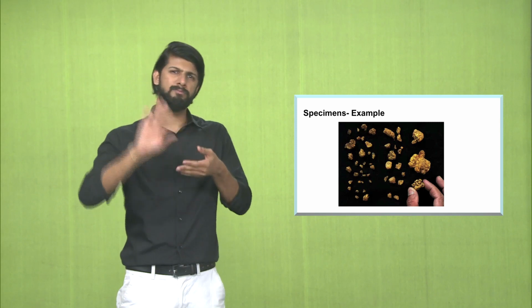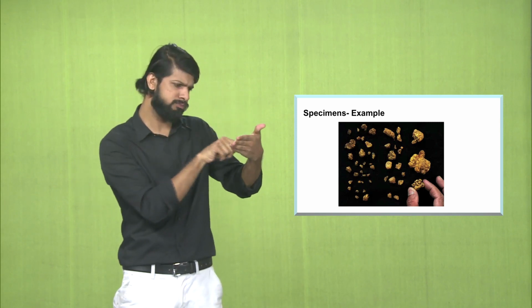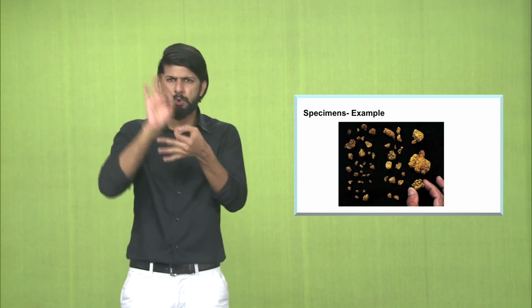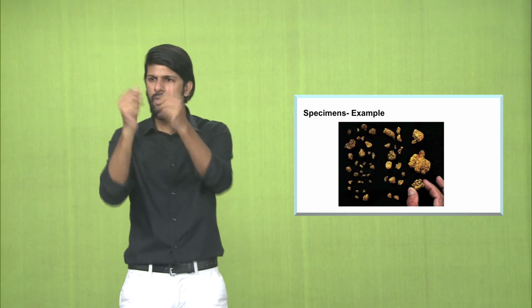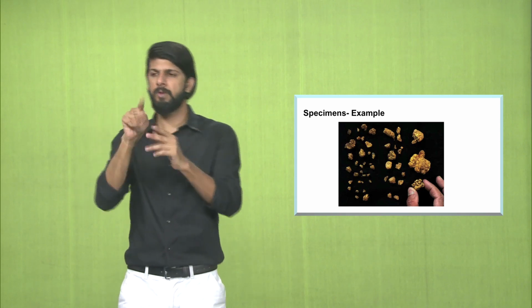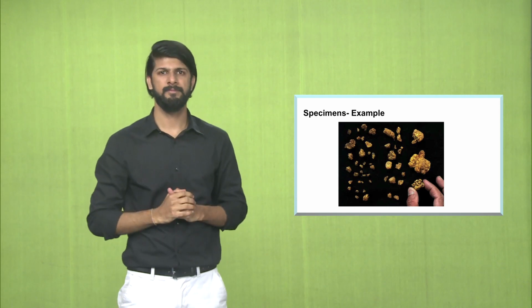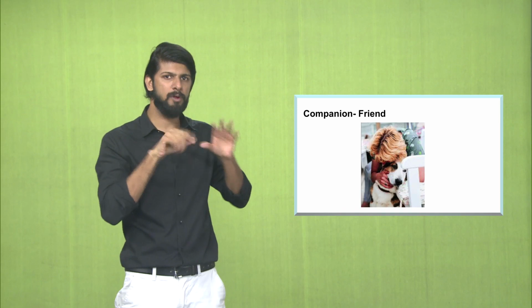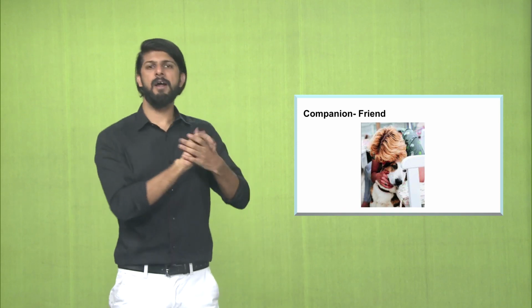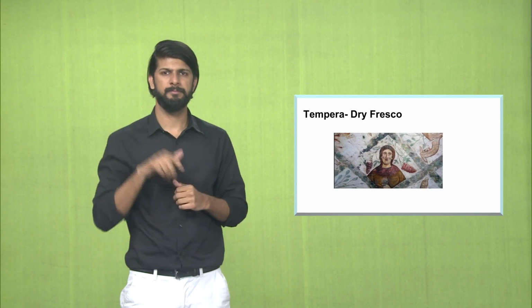Specimen, for example, the Buddhist illustrated manuscripts had a lot of paintings and the same were then replicated on some other surface, and these were basically examples or specimens. Companion, for example, our pet is a companion, a friend.